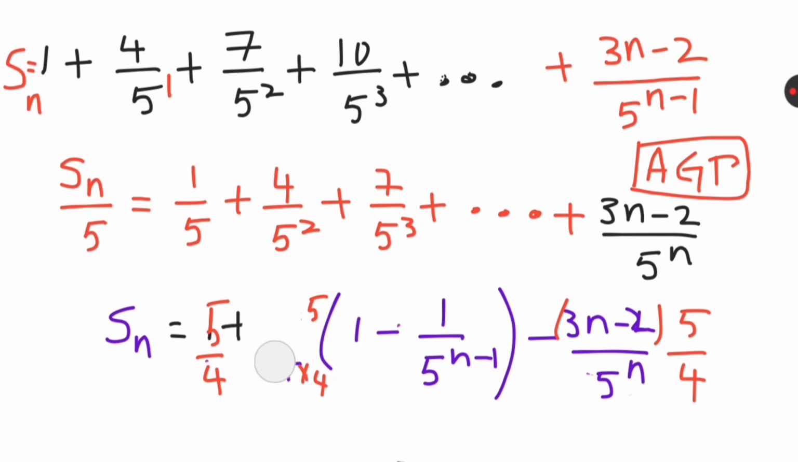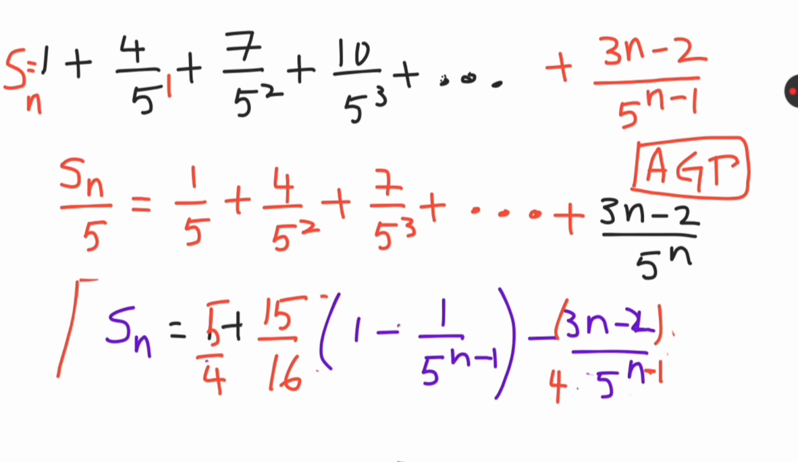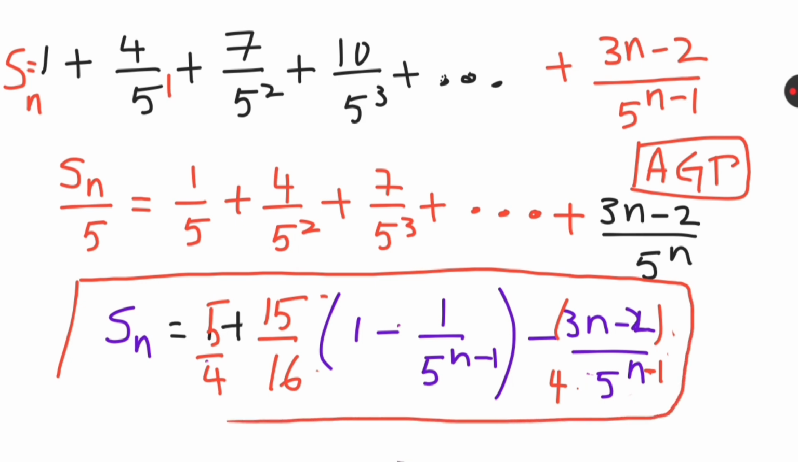So here we are going to get 15 over 16 times 1 minus 1 over 5 raised to the power of n minus 1. In the numerator we have a 5, and in the denominator we have 5 raised to the power of n. So we can write this as 5 raised to the power of n minus 1. In the denominator, this 4, if you write it at the front, it is going to be 4 times 5 raised to the power of n minus 1. Finally we got Sn as 5 over 4 plus 15 over 16 times 1 minus 1 over 5 raised to the power of n minus 1, minus 3n minus 2 over 4 times 5 raised to the power of n minus 1. We are getting this as Sn.